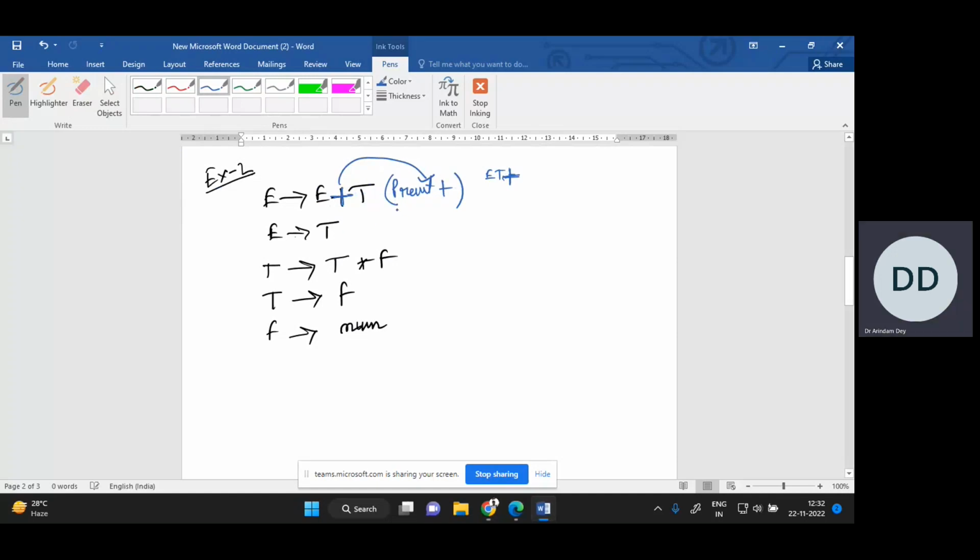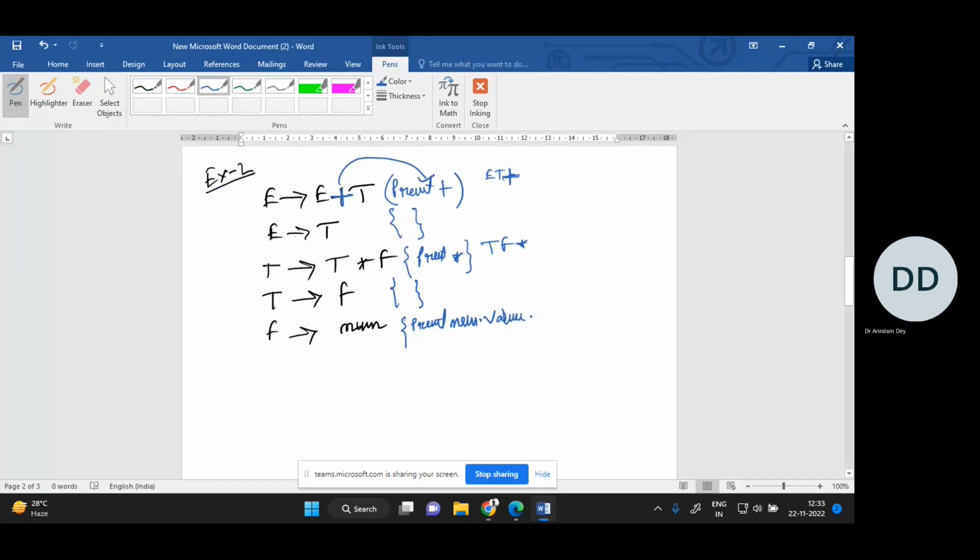For E to T, I am not doing anything, so I am marking it blank. For T to T star F, I am writing print star. What does it mean? It will change to TF star. For F, I am putting blank. For num, I am putting print num dot value. Printing num dot value, right? So these are the semantic rules I have written.